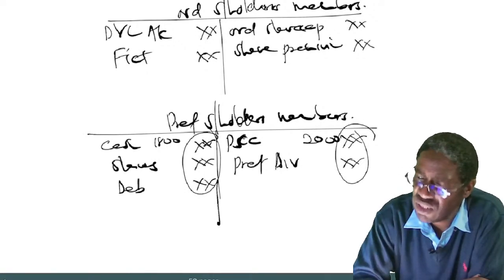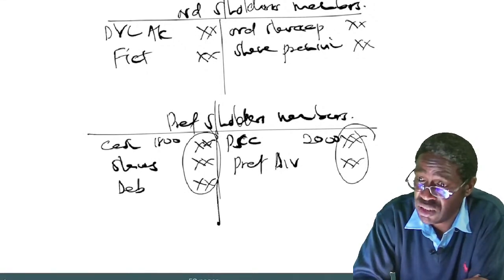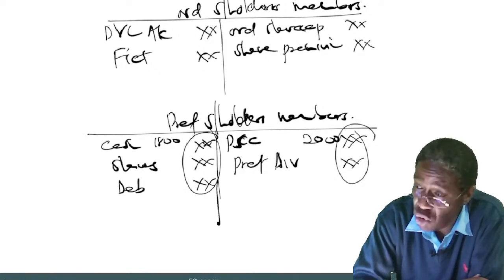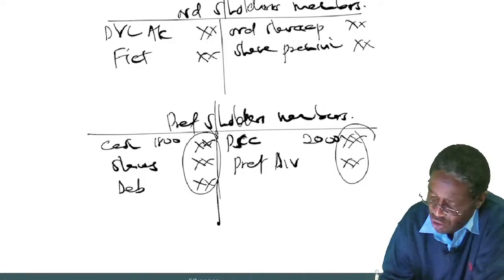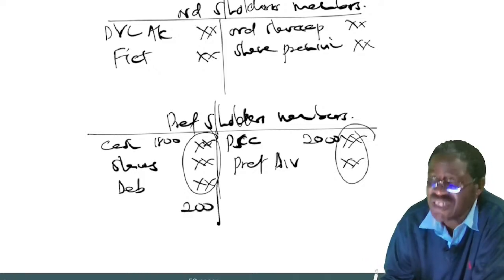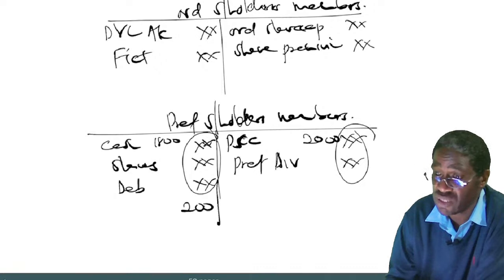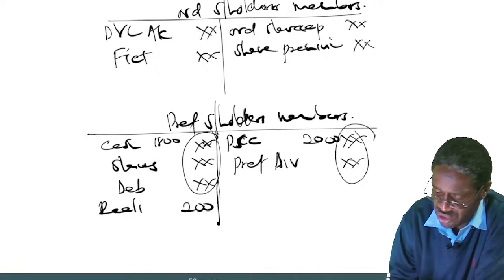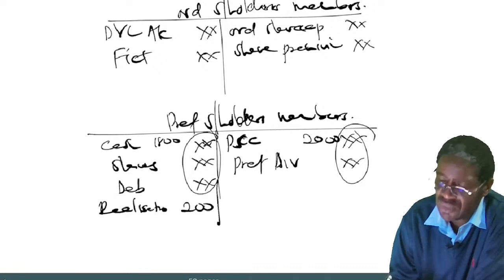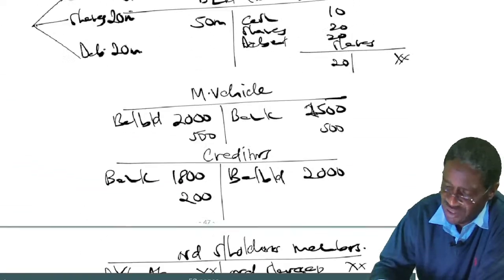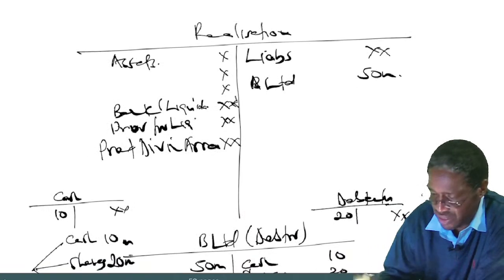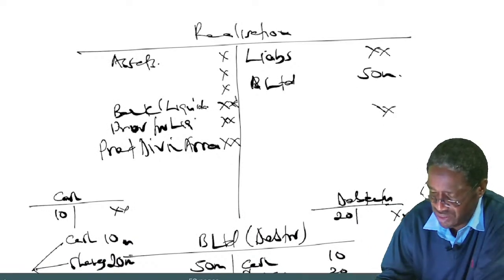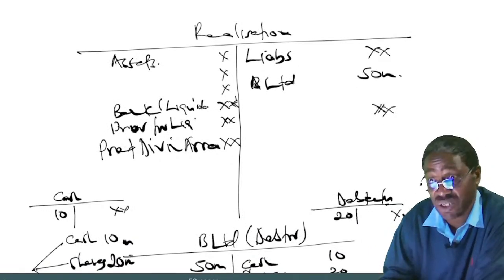Obvious. That is a gain to us. We are paying them less than we owe to them as a company. That's a gain. That gain of 200, you will debit the preference shareholders members and you will credit realization. If it is a gain on payment, whatever it is, you credit realization.